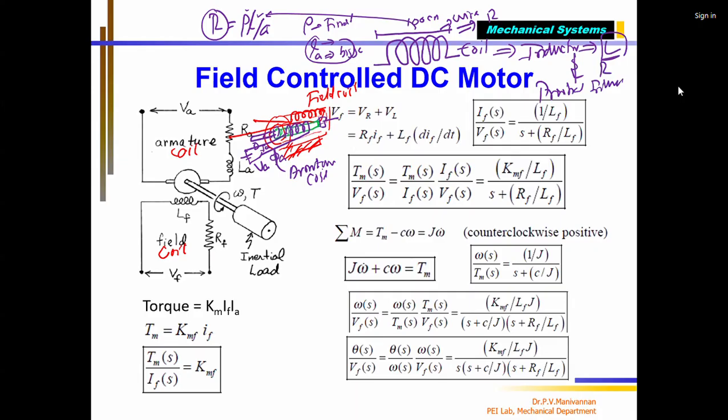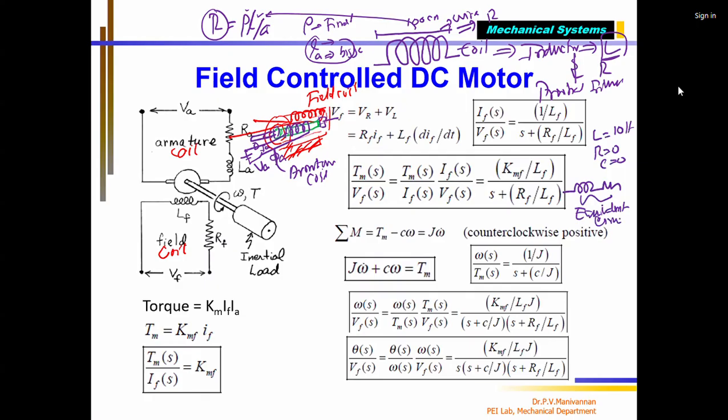That means in a theoretical inductor, inductance alone will be there. R will be 0, capacitance will be 0. Correct? This may be 10 Henrys. But in practice, it will have inductance plus resistance. This is called an equivalent circuit. Note down, in electrical engineering, they call it an equivalent circuit.